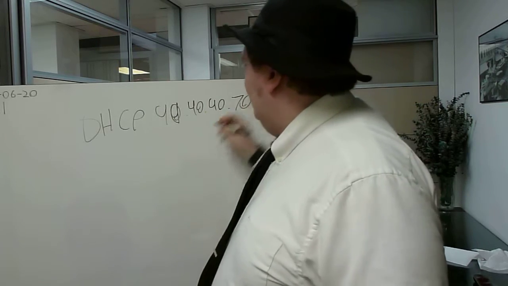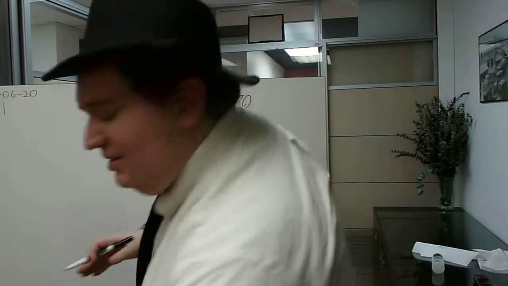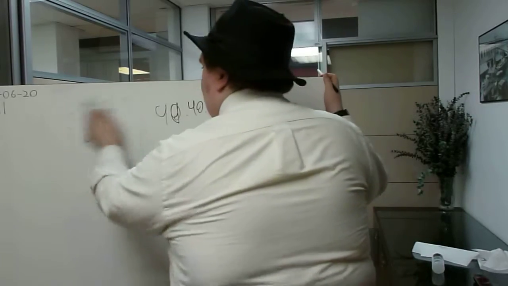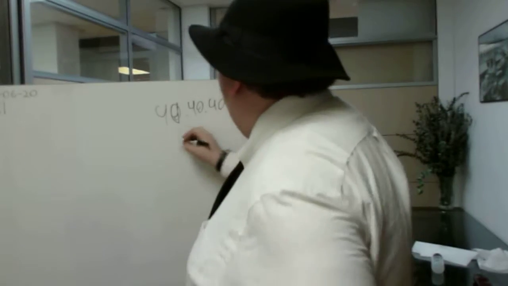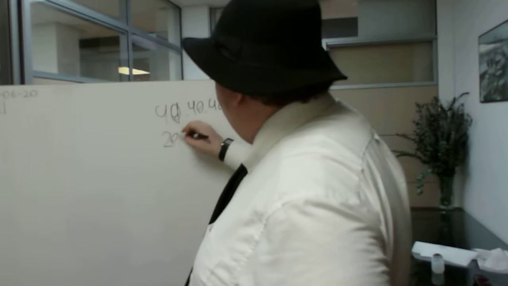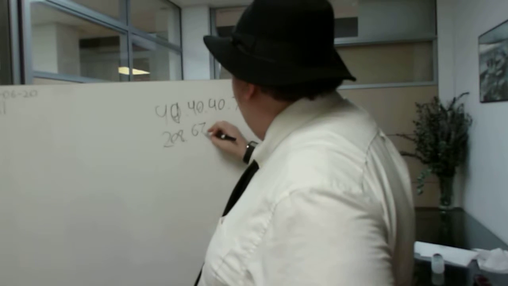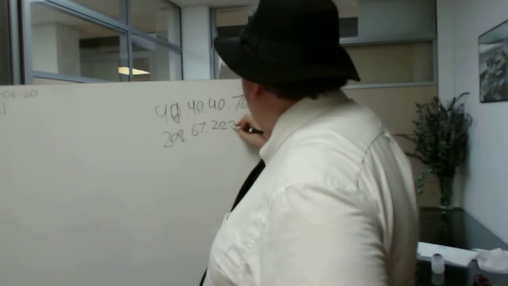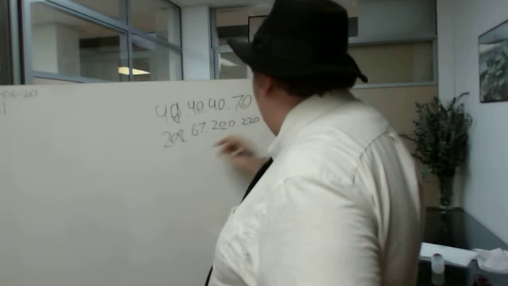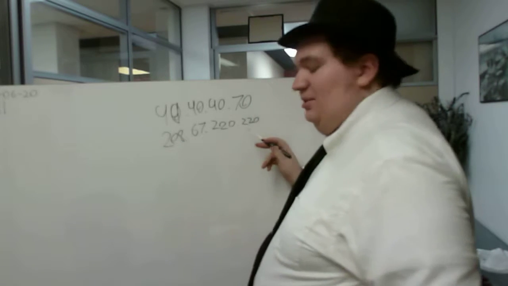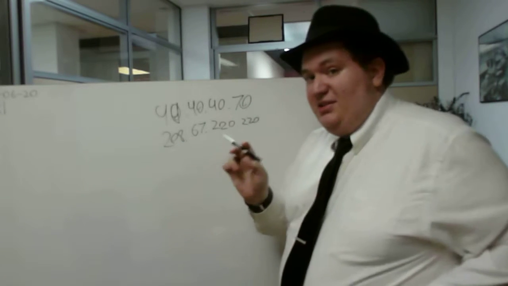And then it'll also say, here are a couple of DNS servers, and they're at like 208.67.220.220 and 208.67.222.222. Those actually are DNS servers. I know those two.